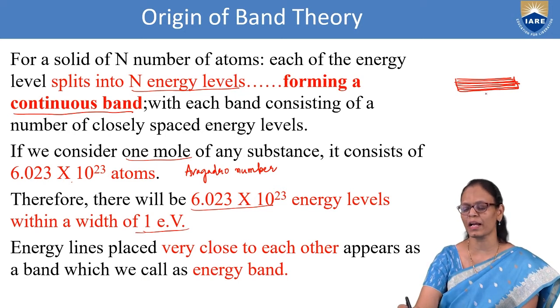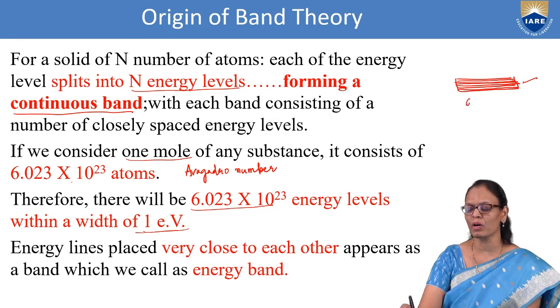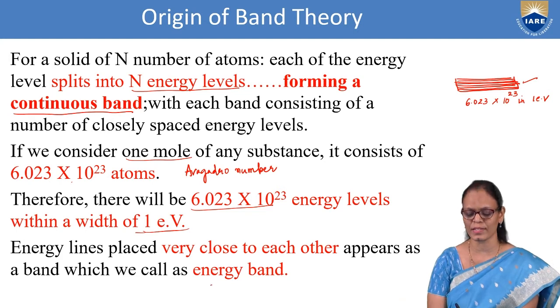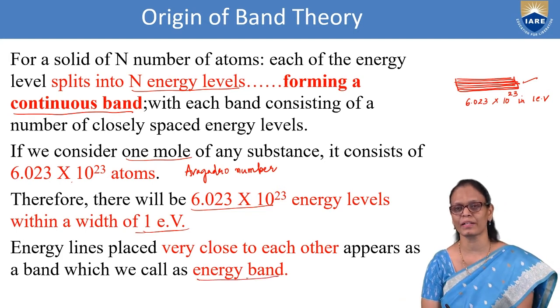Like you have seen here, I have drawn a few lines here. This itself is looking like a band. But now if I am representing 6.023 into 10 to the power of 23 levels in a width of 1 electron volt, it will look like a continuous band, which we call the energy band.